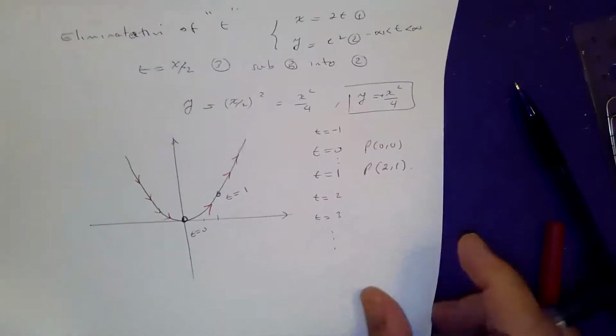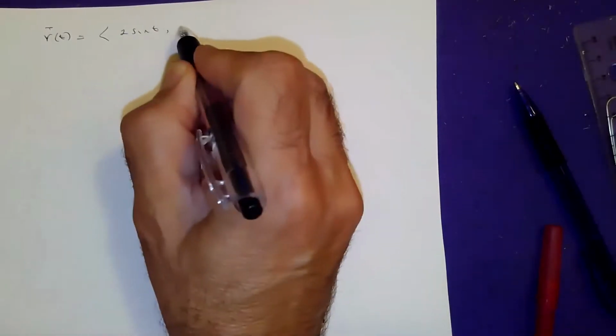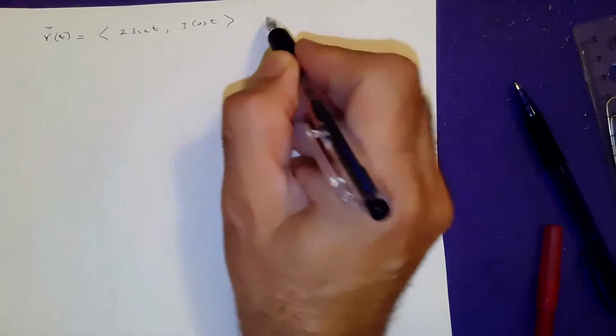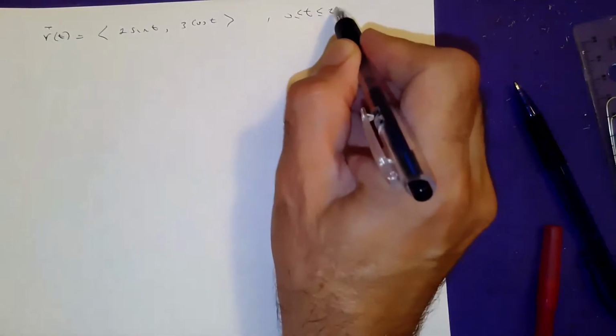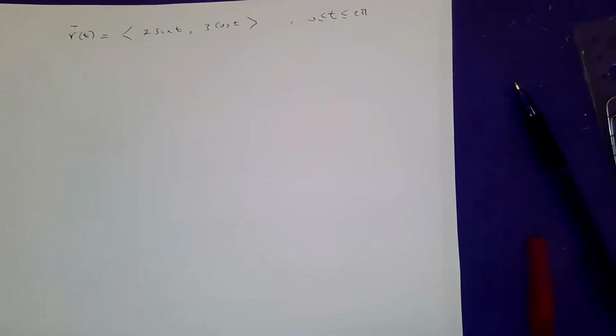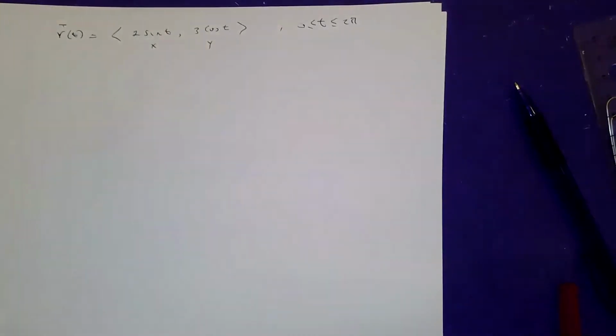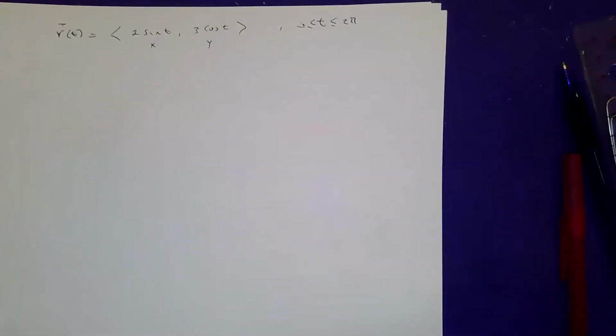Can you guys tell me what would be the graph of this and what would be its direction? 2 sine of t, 3 cosine of t, where t goes between 0 and 2 pi. Did you want to give that a try quickly? Remember, this is your x component, that's your y component, but they're functions of t. That's how a vector valued function looks.